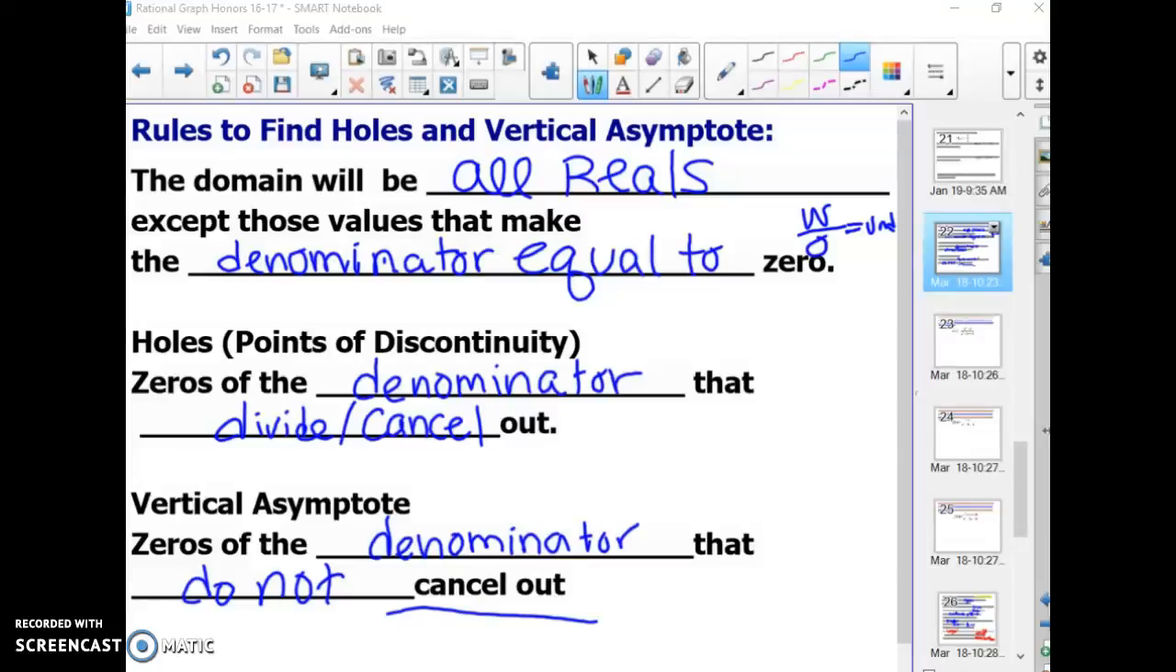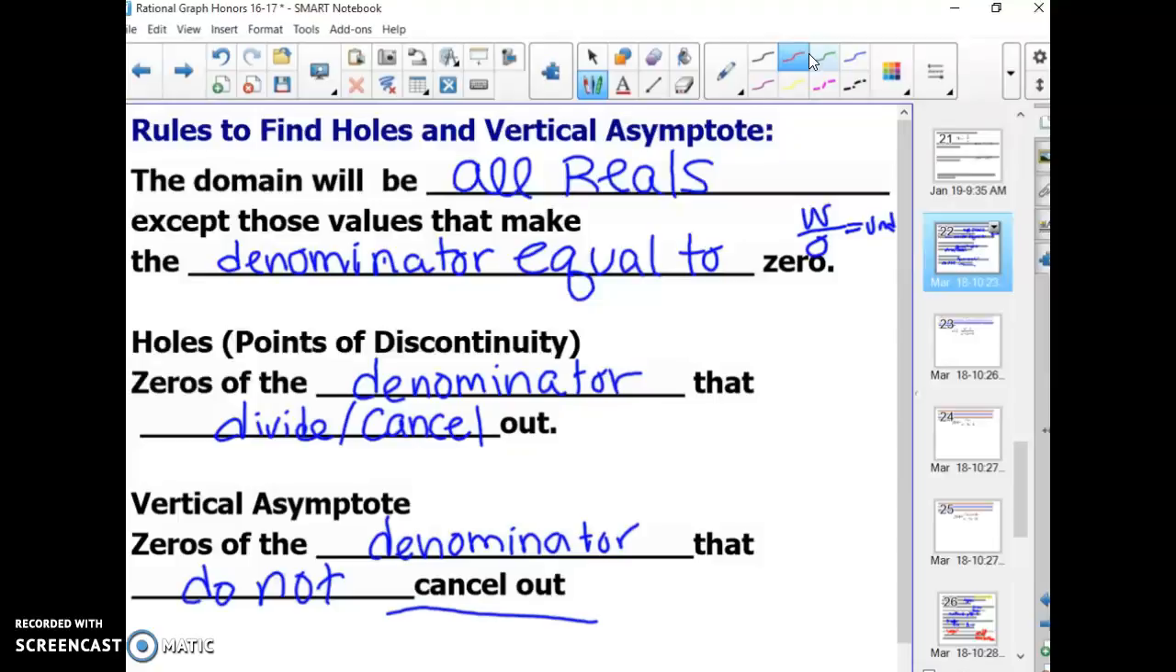Okay, so now we talked about horizontal, now we're going to look at vertical. Vertical ones, we have a few other things that happen, right? Rules for finding holes and vertical asymptotes. The domain is going to be all real numbers except those values that make the bottom equal to 0. That's our no case, right?